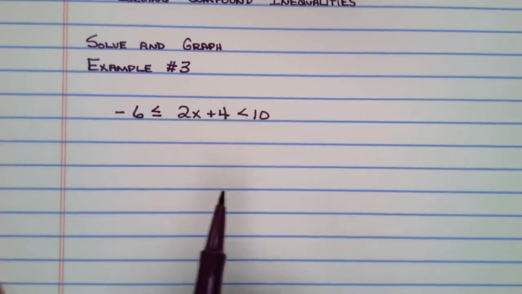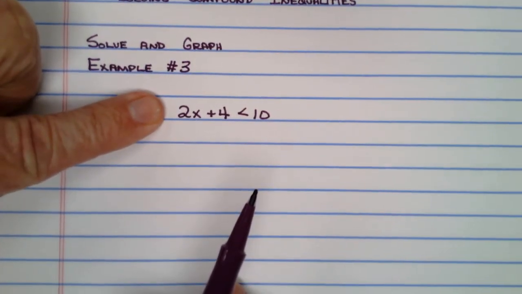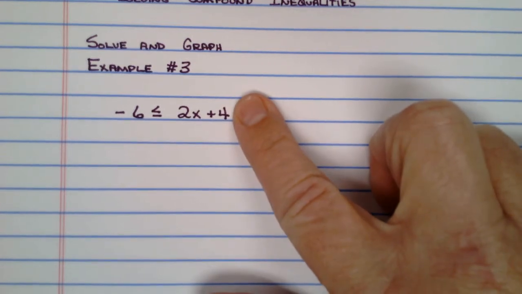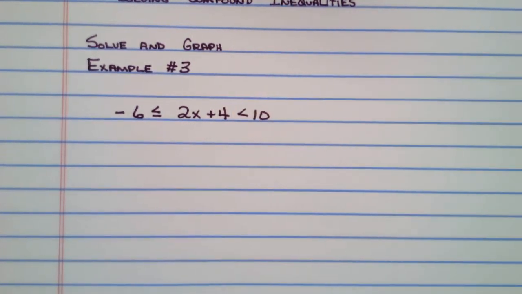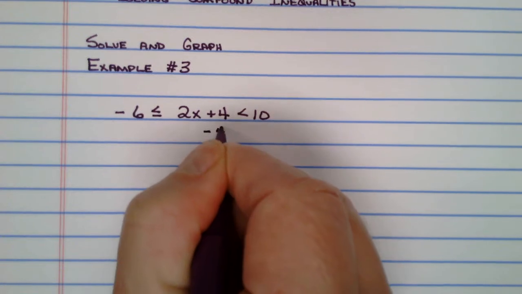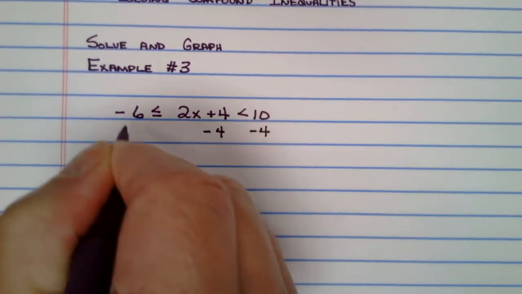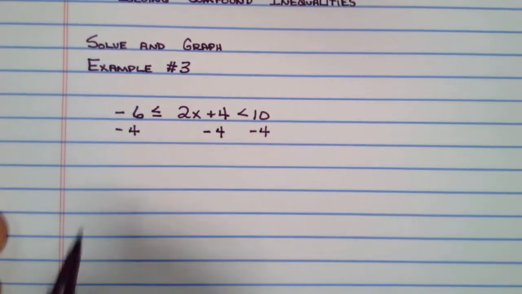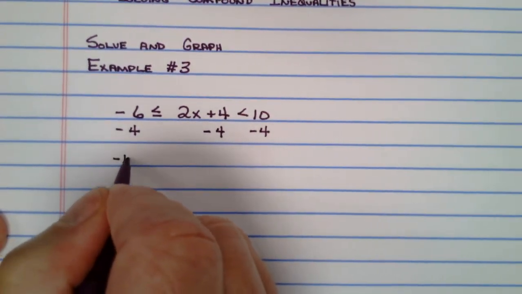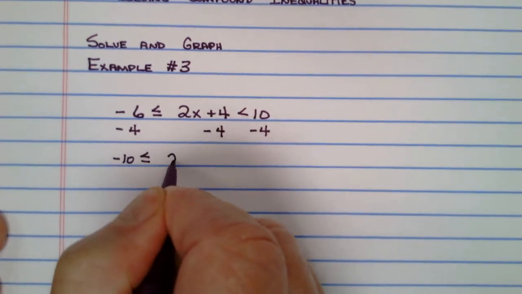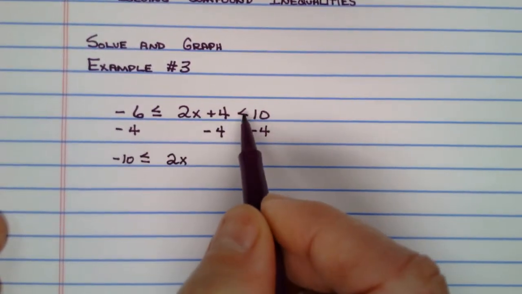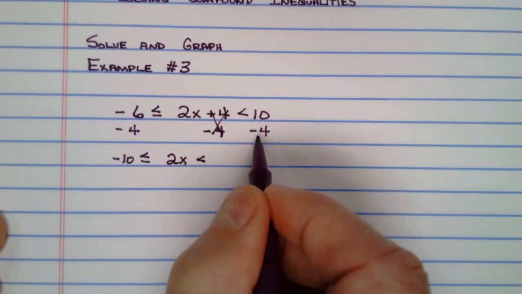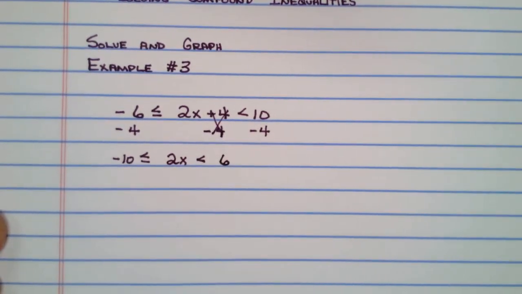So just like a normal inequality, if it looked like this, what would I do to both sides? I would subtract 4 first, and I'm going to do it to all three sides like that right there. Negative 6 minus 4 is negative 10, less than or equal to 2x. Because this is eliminated, less than 10 minus 4 is 6.